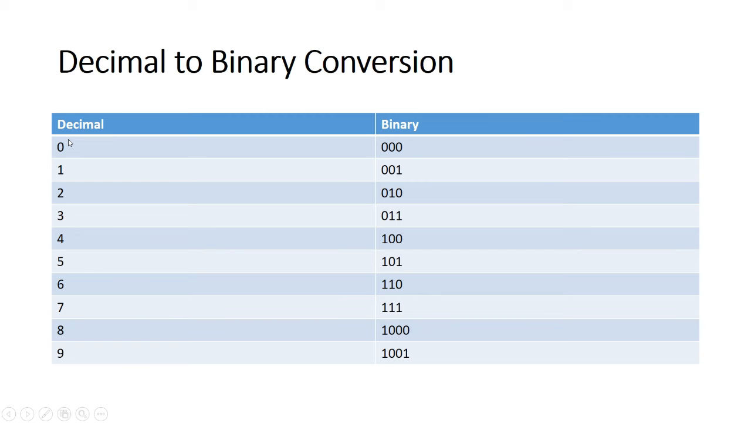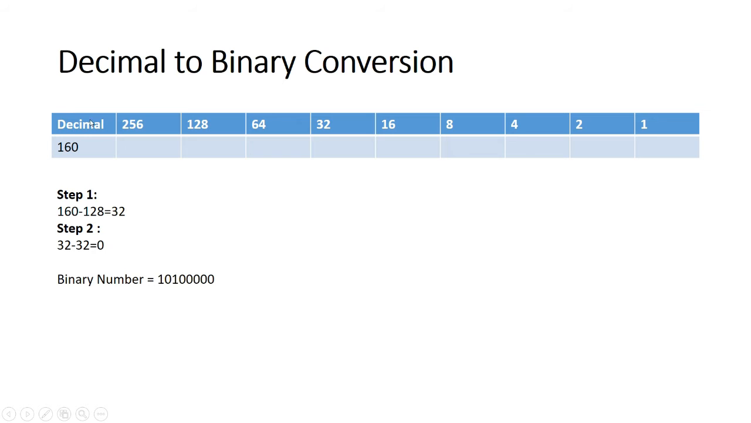If I ask you, without looking at this table, to convert a number, let's say we have 160. What kind of number is this 160, can you tell? This is a decimal number, right? This number is a decimal number because it has a base of 10. So if I tell you to convert this decimal number into a binary number, will you be able to do that?